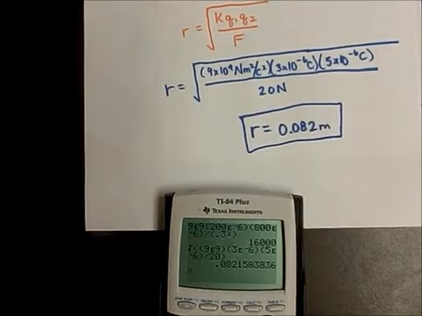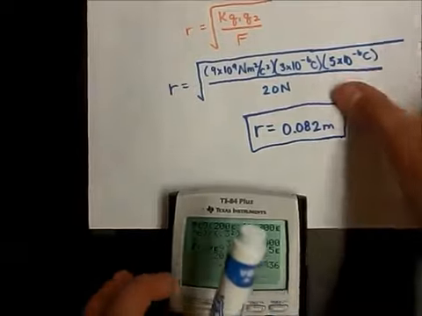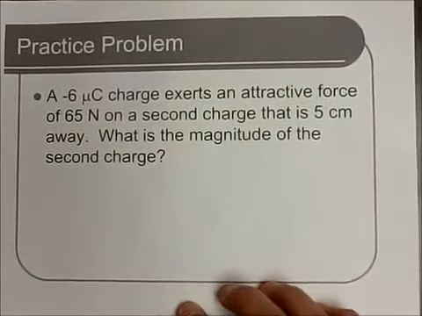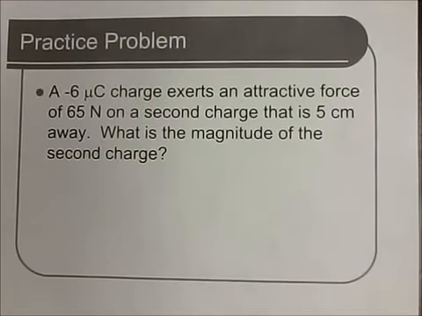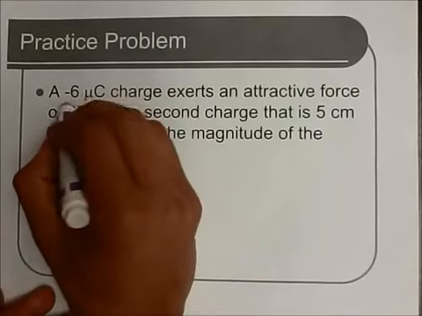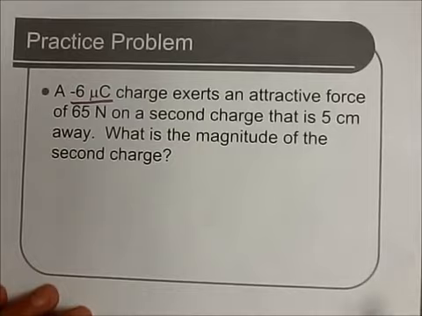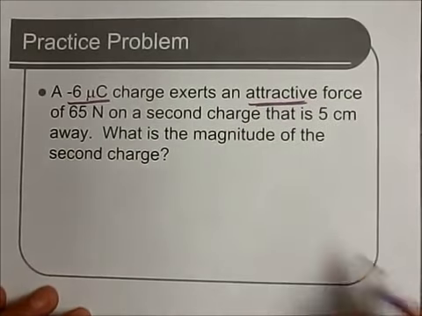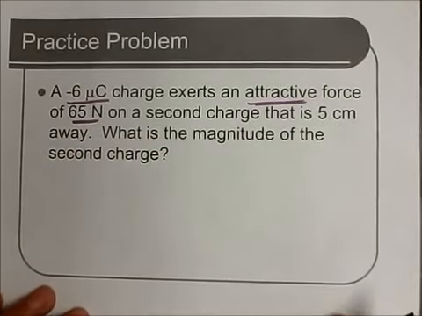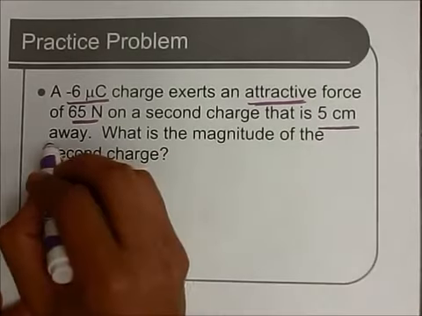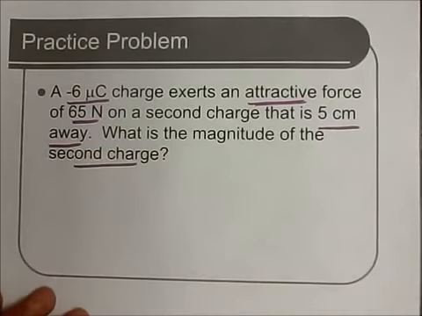Okay? Now, let's do one more, because we've solved for force and we've solved for distance, but what we haven't tried to solve for yet is charge. So let's do one more where we're trying to solve for charge, and then I will allow you to just do practice problems to get your feet under you and get better at this. So here we go. A negative 6 microcoulomb charge exerts an attractive force of 65 newtons on a second charge that is 5 centimeters away. What is the magnitude of the second charge?